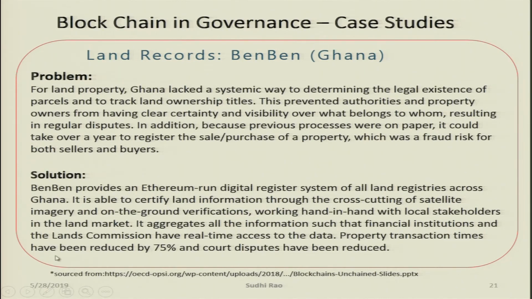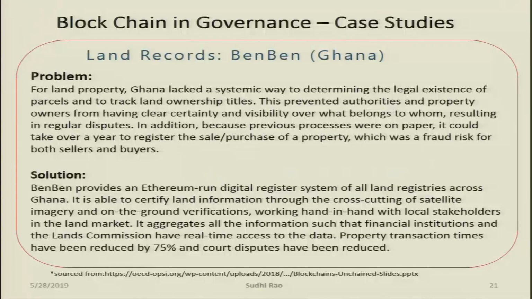Property transaction times have been reduced by 70% and court disputes have been reduced. This is a promise for all third world countries, advanced countries, developing countries, whatever is the right term, that if we implement land registry correctly, the transaction time will be reduced, cost will be reduced, and litigation will come down. And this example shows that it is already bearing fruit in a country like Ghana. Probably we will look at one more case.